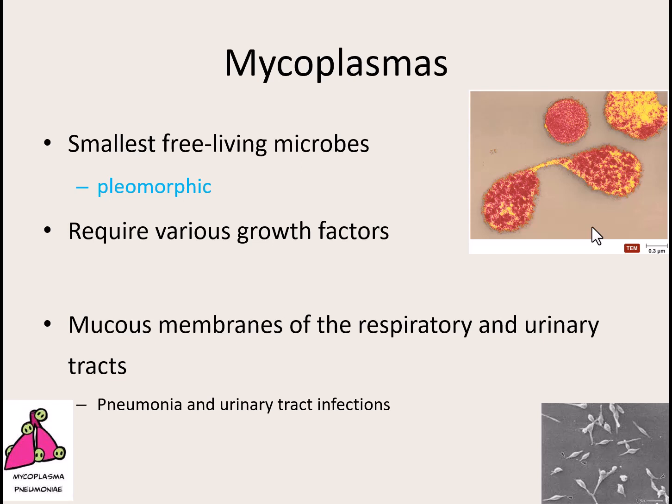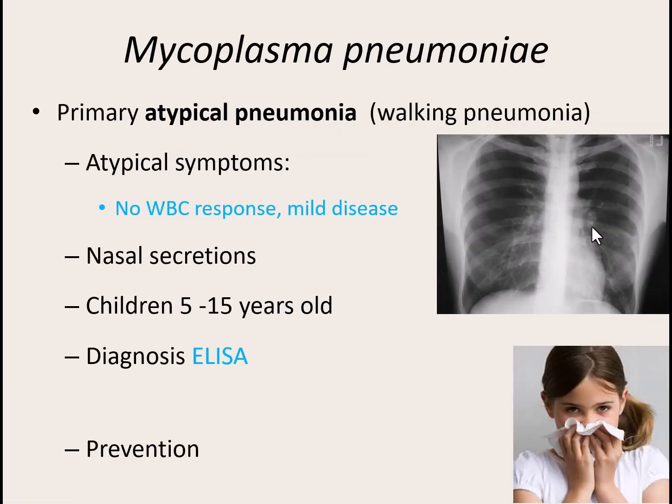They grow really slow because they do require various growth factors to grow. They usually target the mucous membranes of the respiratory and urinary tracts, leading to pneumonia and urinary tract infections. Probably the most common of the mycoplasmas that causes issues with us is Mycoplasma pneumoniae. It's the only mycoplasma I'm even going to talk about. And it causes what's known as atypical pneumonia. It's more commonly called, when people talk about it, walking pneumonia.